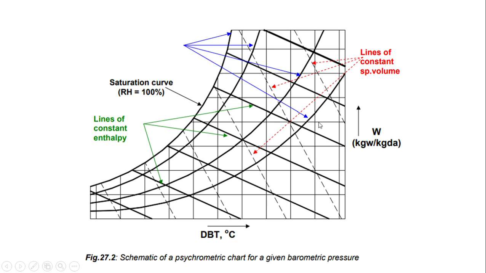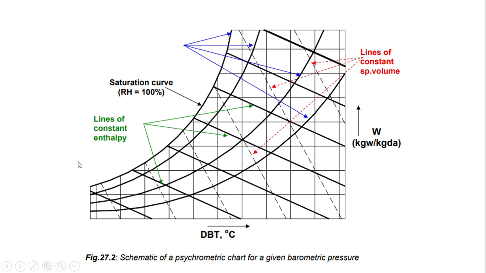So here is the graphical representation of the psychrometric chart. In this you can see the dry bulb temperature increasing along the x-axis. Then you will have the humidity, the specific humidity or humidity ratio, and here you will have the straight line representing the partial pressure of water vapor.